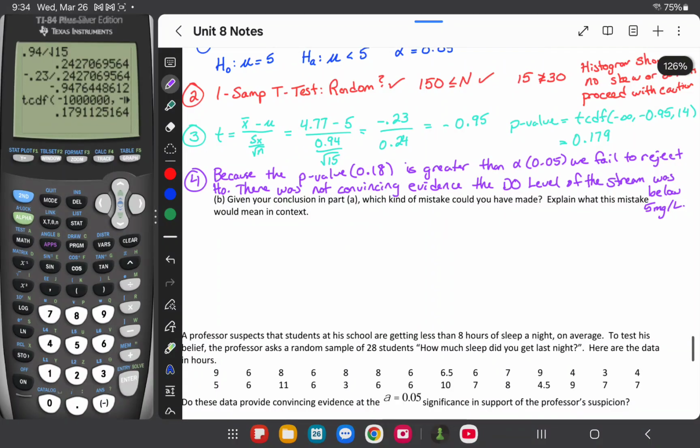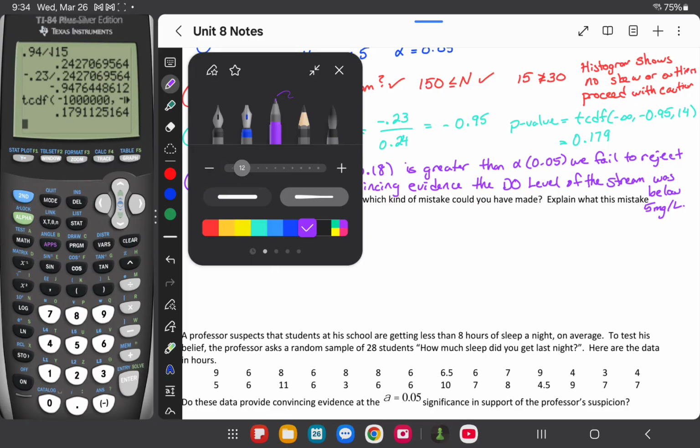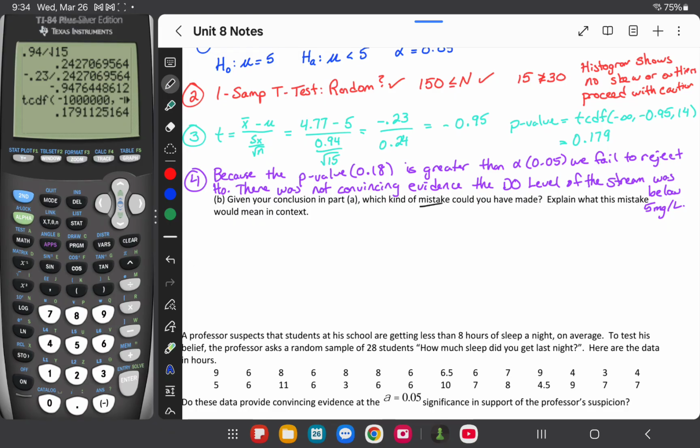Okay. So in part B now, it says, given our conclusion that we just wrote, what kind of mistake could we have made? And explain what this mistake would mean in context. By mistake, it means what potential error could have occurred. And it's not saying what could we have messed up. It's simply saying what did the evidence not help us to find. In other words, did we make a type 1 error or did we make a type 2 error?